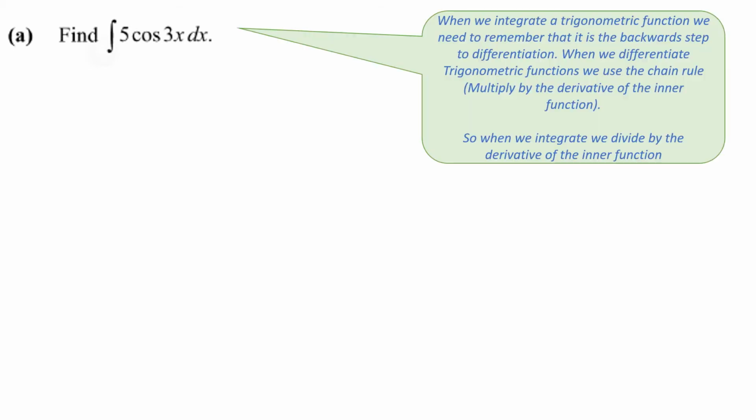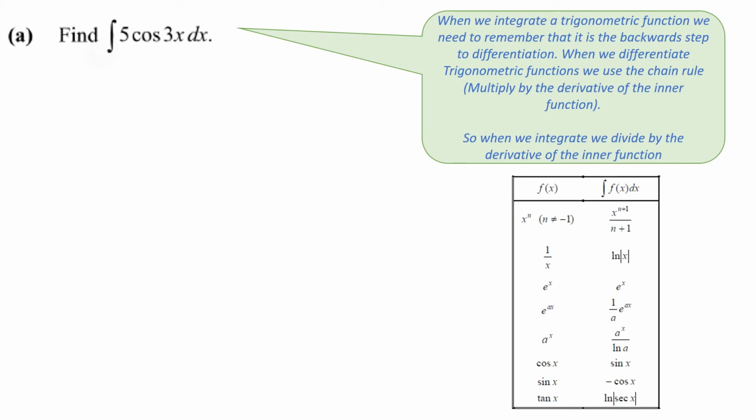When we integrate a trigonometric function, we need to remember that integration is the backward step of differentiation. And why I say that is because when we were differentiating our trigonometric functions, if there was anything more than an x there, beyond cos x, sin x, tan x, we had to use the chain rule. The chain rule was that to fix that differentiation, we had to multiply by the derivative of the inner function. So what needs to happen here is we have in our log tables, page 26, the rules of integration for trigonometric functions. They're down here at the end: cos, sine, and tan.